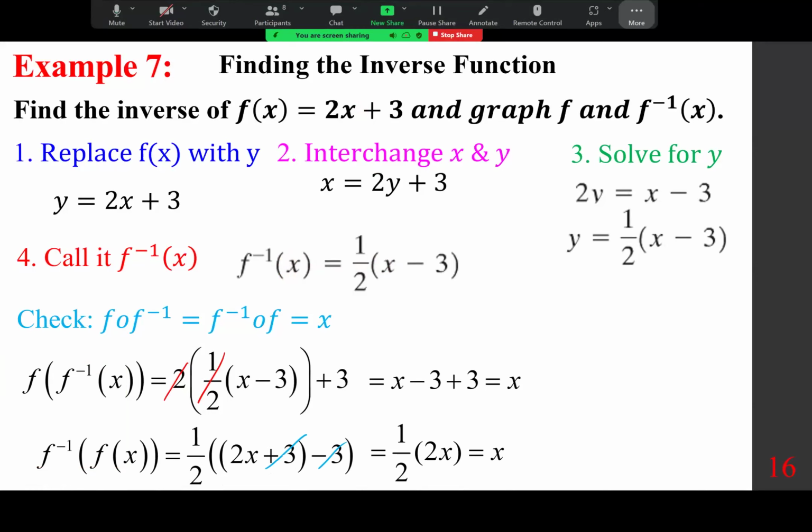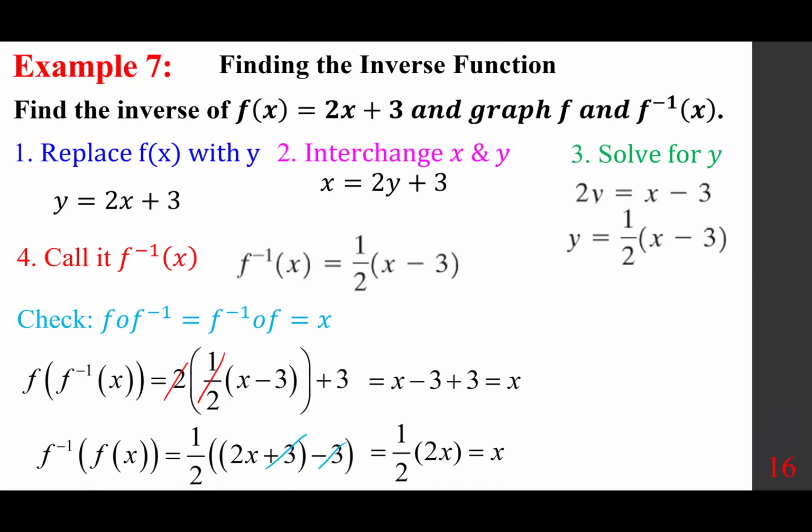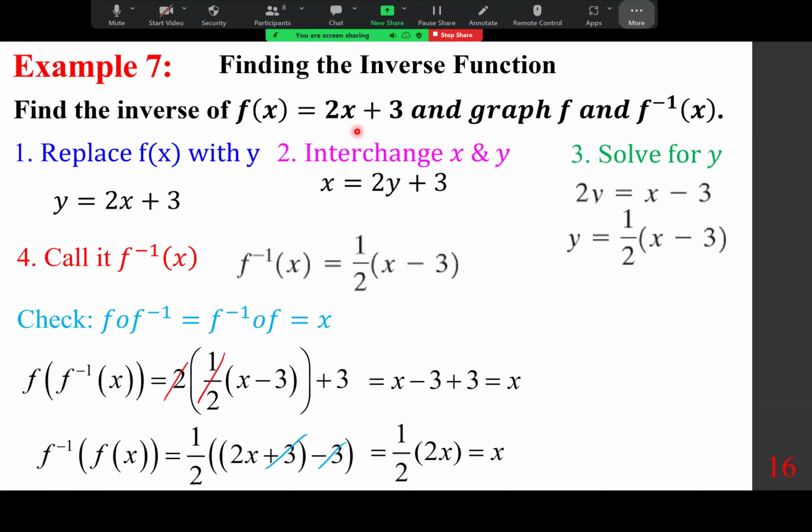Now, let's graph the two lines. Those are easy. Let's find a couple of pairs. This one clearly has the y-intercept as 0, 3, which corresponds to 3, 0.